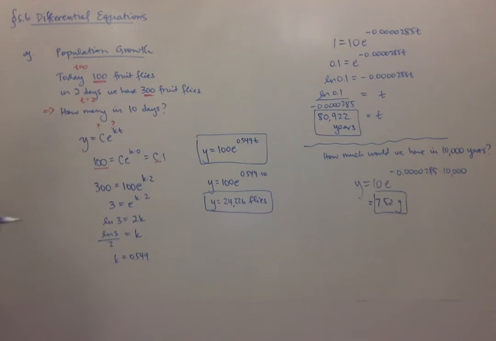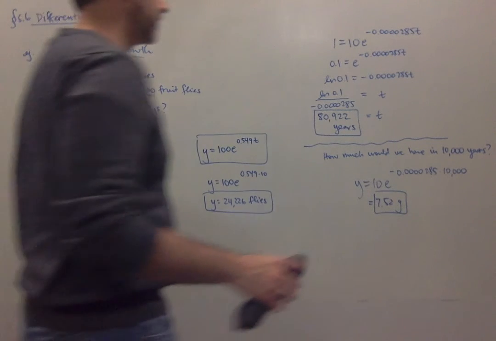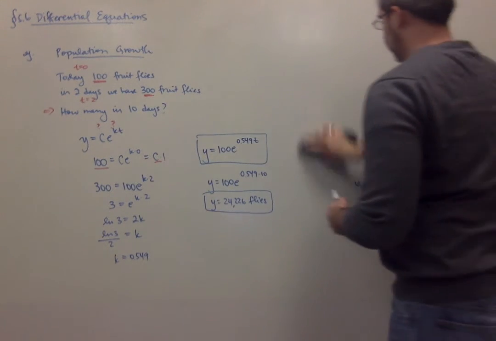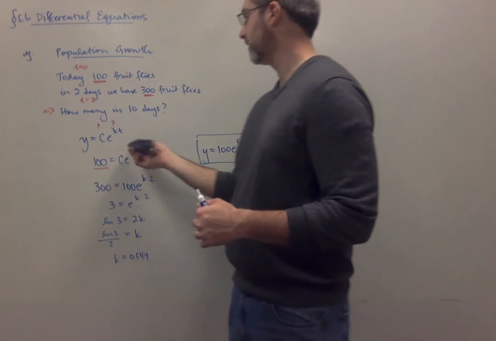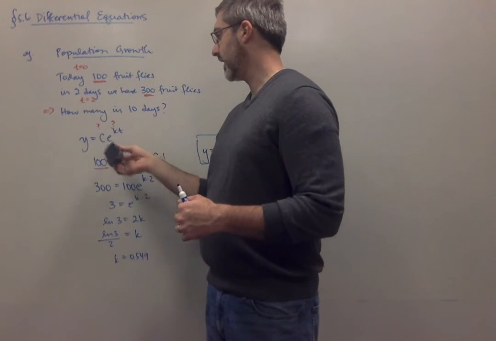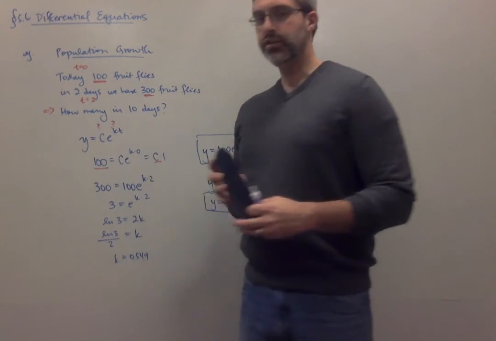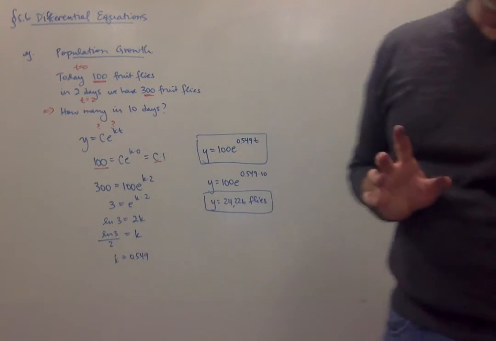Okay. So the key here, in radioactive dating, radioactive decay, or population growth, is recognizing that the overall situation is an exponential growth or decay. So we start out using this equation, and then we have to use the information given to get the C and the k.